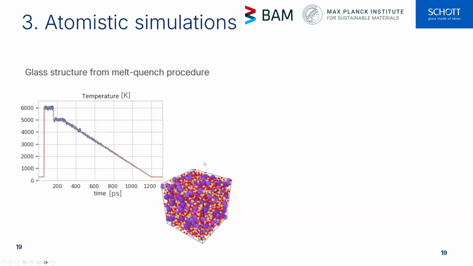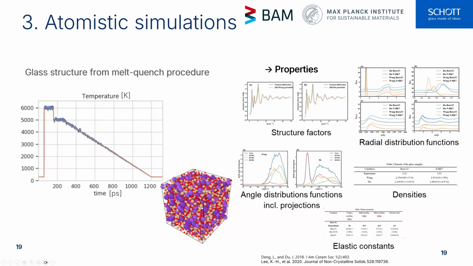Now coming to the atomistic simulations, what I'm actually talking about here. In order to make a glass in the computer, you really just throw all of the elements that your glass contains in a big box. You heat it up to very high temperature to melt it, and then you cool it down again. And so once you have cooled it down, you have the glass structure.